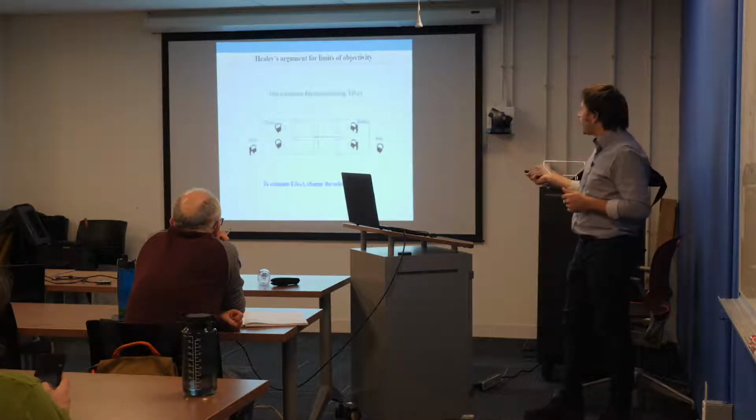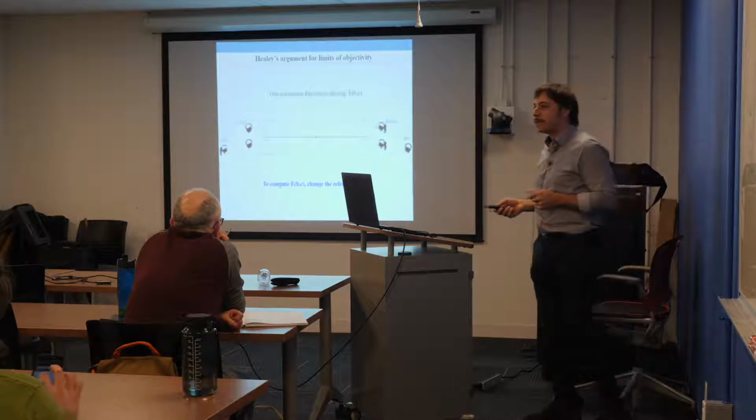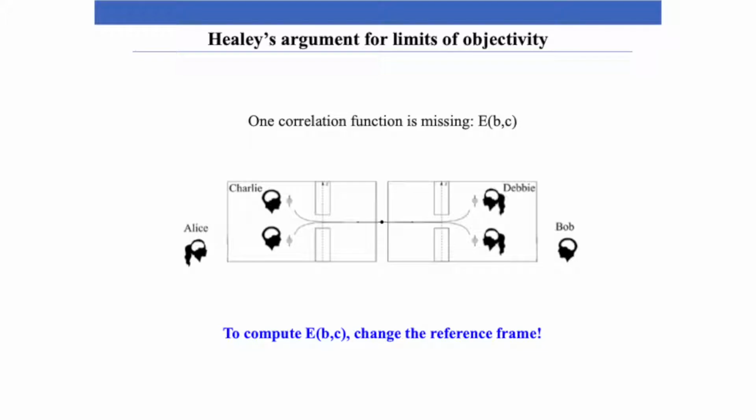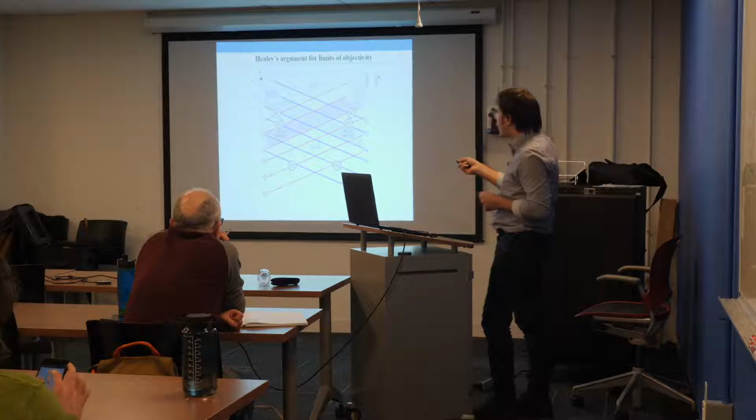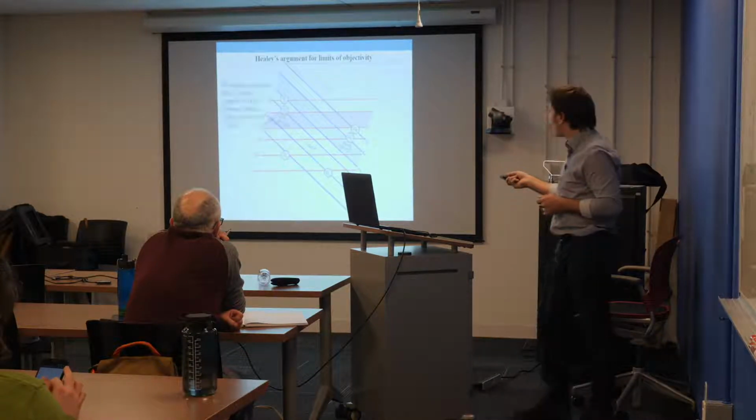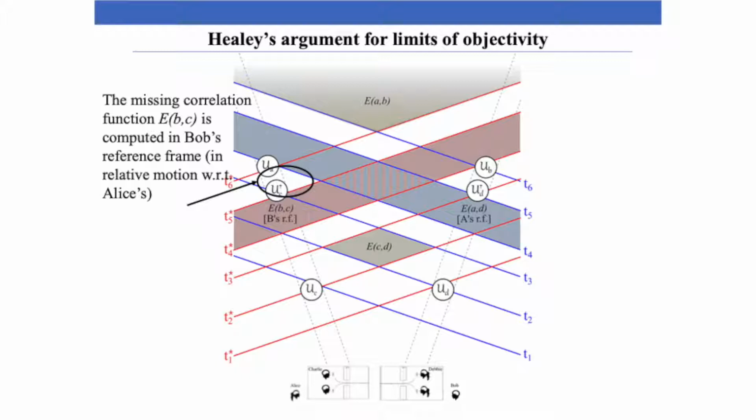So what Healy does is to make the two labs move with constant velocity, going in opposite directions. And this allows him to change the reference frame and to compute the last, fourth correlation function in another reference frame. In this reference frame, which is the one from the bottom to the top in red lines, you see that in this case, the measurements occur in a different order.